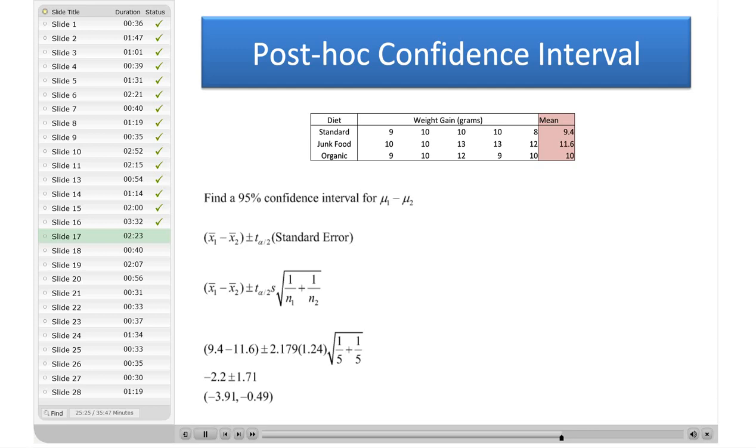So again, to summarize that, the hypothesis test and the confidence interval are both telling us that it's unlikely that mu1 minus mu2 is 0. Or to put it another way, they're both telling us that mu1 is probably not equal to mu2, and so they're both telling us that the standard diet and the junk food diet are probably not the same.